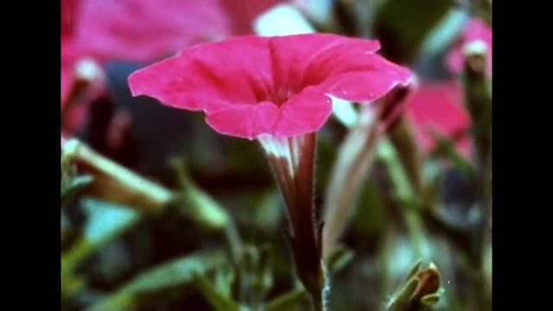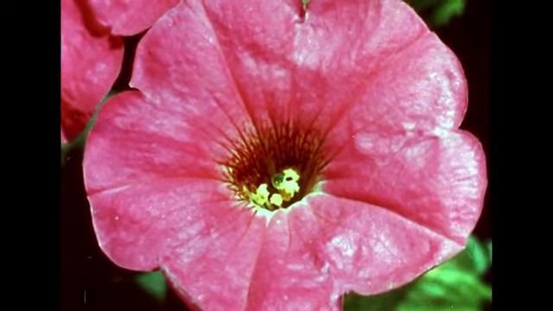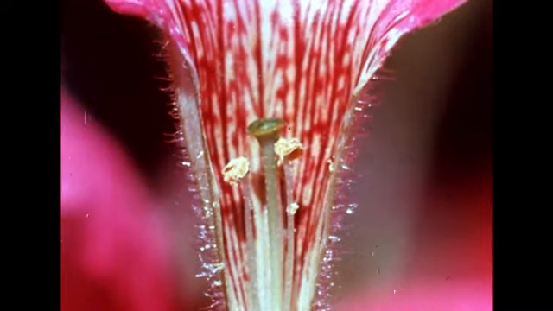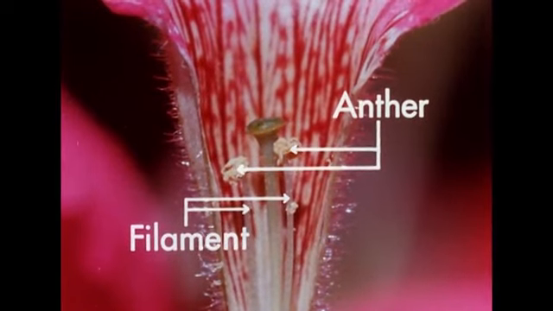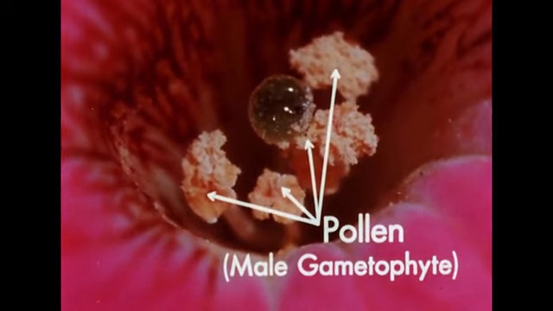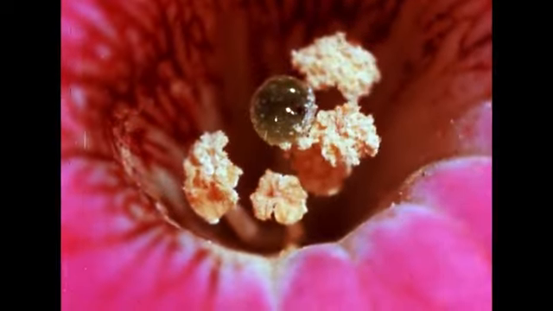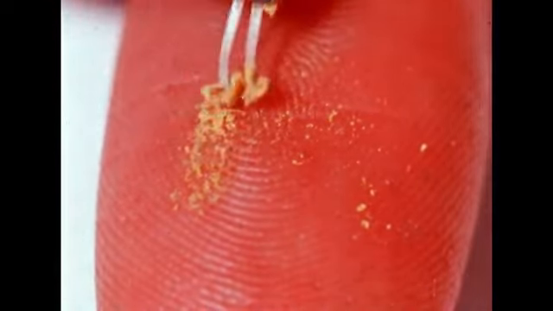In some flowers, the petals are not fused to form a tube as in the petunia. Within the corolla are a number of male reproductive organs called stamens. A stamen is composed of a filament supporting an anther. The anther produces within itself the male gametophyte known as pollen. Here you can see pollen being rubbed from the anthers of a flower.